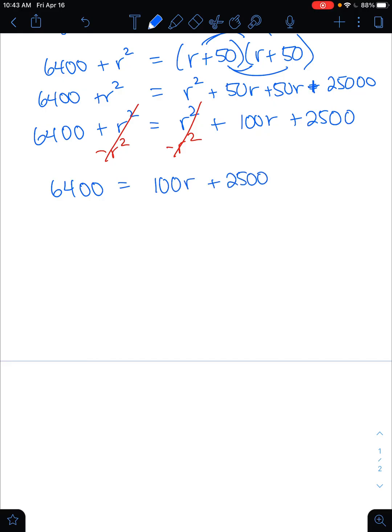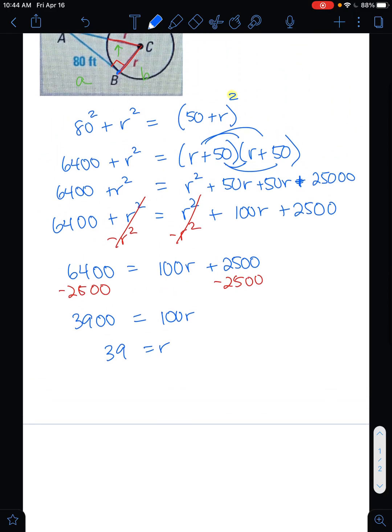6,400 equals 100R plus 2,500. So now let's take away 2,500 from both sides. That leaves me with 3,900 equals 100R. And when I divide both sides by 100, I get 39.